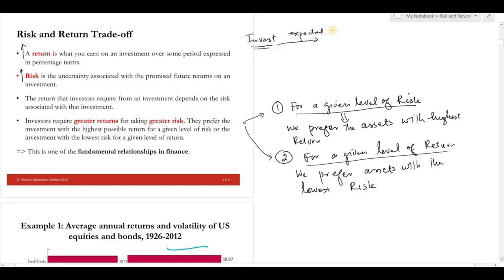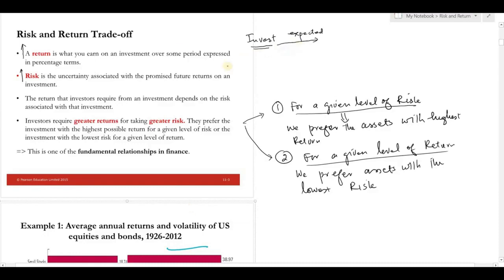Expected return means you are not sure, but this is what you are expecting that you are going to get in the future, right? So a return is what you earn on investment over some period expressed in percentage term, or your expectation from your investment. Okay, and what is the risk?